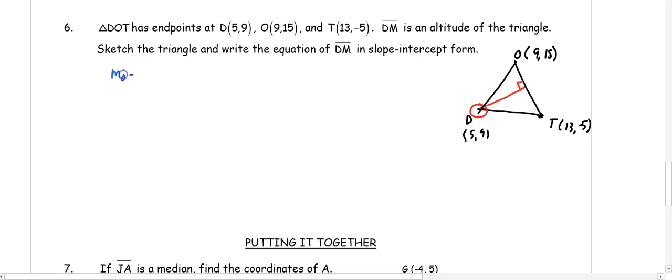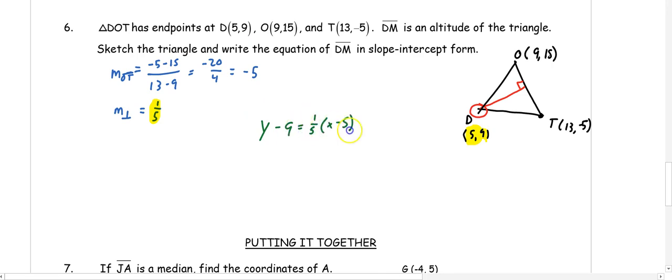So first I find the slope of OT, and in that case it would be y2 minus y1 over x2 minus x1. So that gets us -20/4, which reduces to -5. Now I need my perpendicular slope. So the opposite, if this was negative, it becomes positive, and the reciprocal of 5 is 1/5. So I'm going to use my opposite reciprocal slope and my point D to write the equation of the line. So I have y minus 9 equals 1/5 x minus 5.